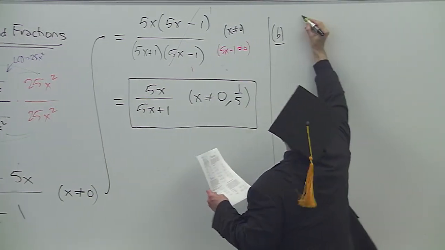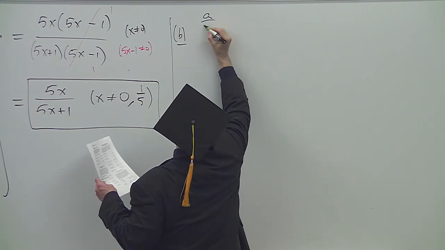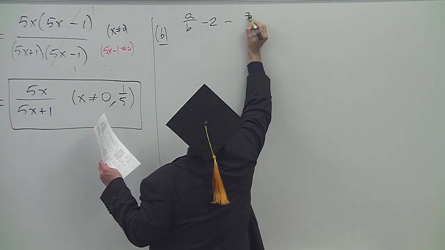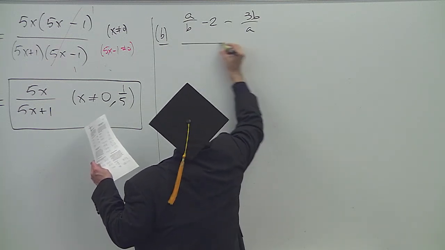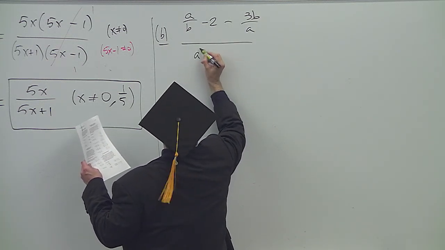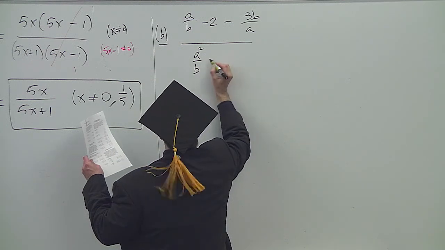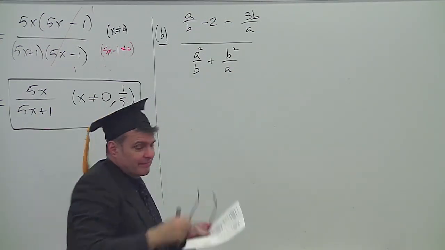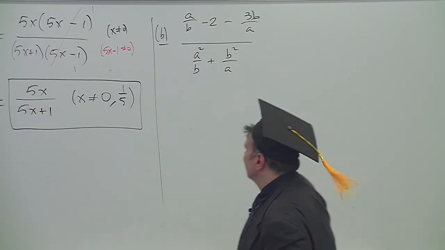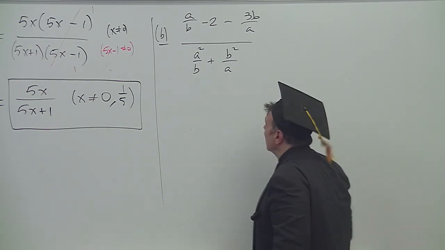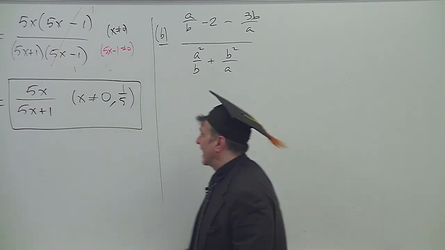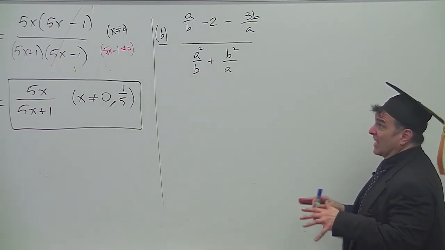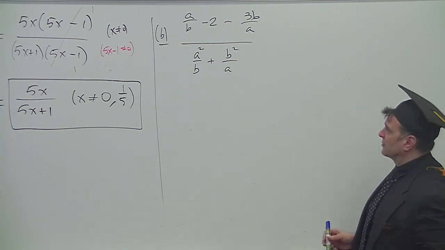Example B might give you eye strain. It's a over b minus 2 minus 3b over a, all over a squared over b plus b squared over a. Again, a compound fraction. The numerator and denominator are themselves not simple fractions, so we have to follow this process.